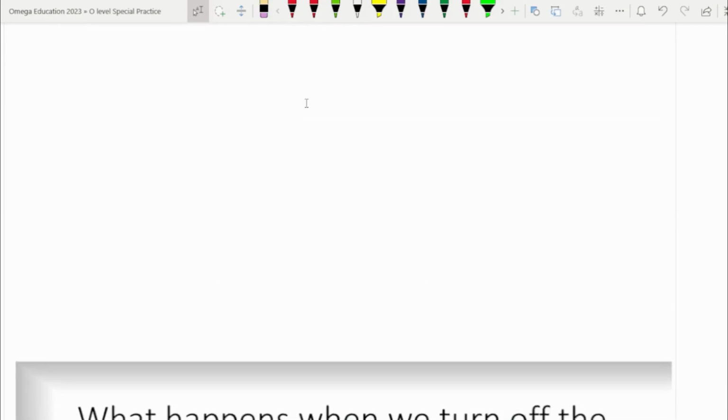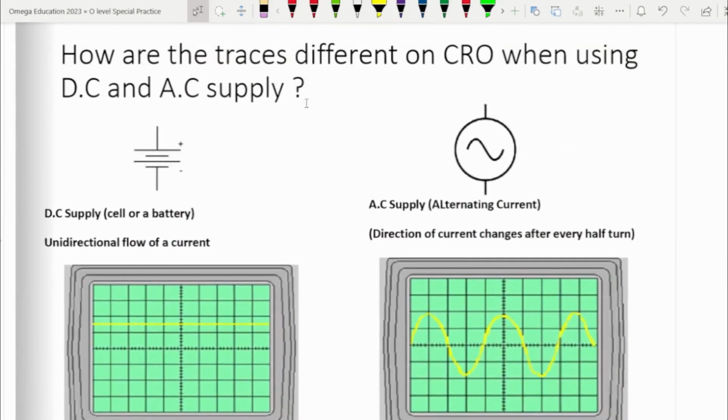If you're using the DC supply, the trace will look something like this, like the yellow line. The vertical position of the yellow line from the mean position, this is your central position, and the vertical displacement of the line from the central position is telling you the amplitude or the magnitude of the DC signal. And likewise, you can also display an AC signal.